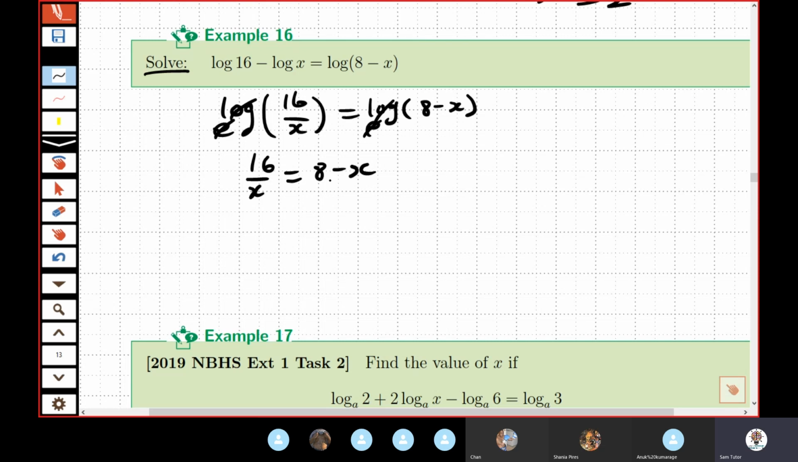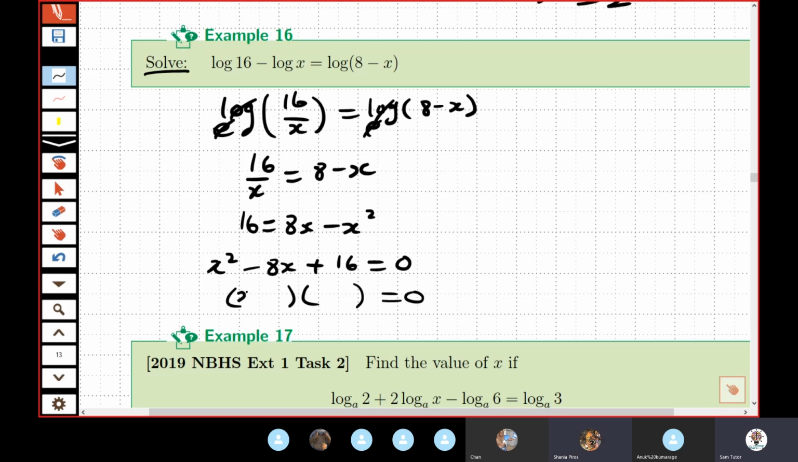Okay, we're here, 16 on x equals 8 take away x. What would you do at this stage? I don't think you like the x here. Oh, so you times x. Sorry. Yeah, that's fine. And then bring everything to one side. So you've got x squared minus 8x plus 16 equals 0. And then can you see your factors for that one? I think they're the same, actually. Yep. X take away 4, and x take away 4 again. So therefore your only answer is x equals 4.